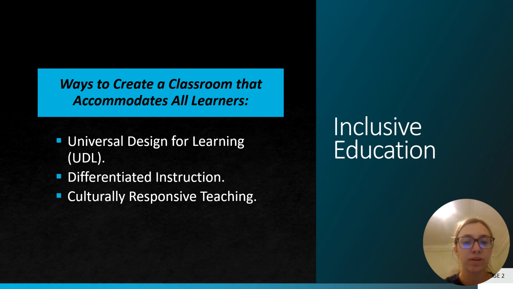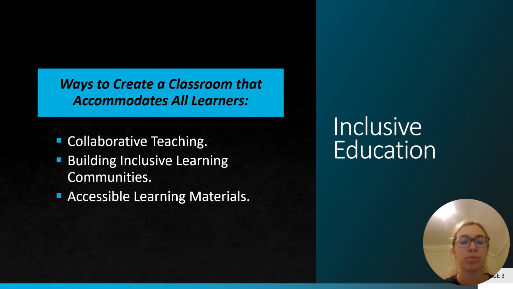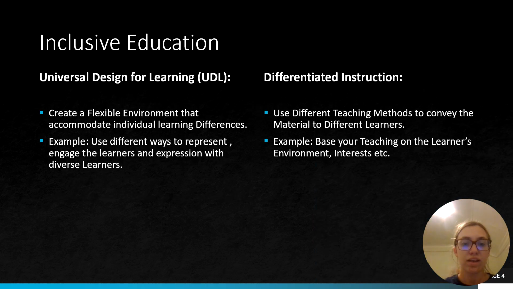So first of all, we're going to be covering universal design for learning, differentiated instruction, culturally responsive teaching. Then what we will be covering as well is collaborative teaching, building inclusive learning communities, and accessible learning materials. So now I'm just going to go through all of these and give a little bit more information on what is expected and what each one means and what needs to be covered through those. Very well. Okay, let's start with universal design for learning.